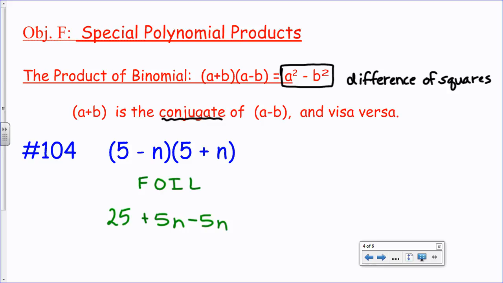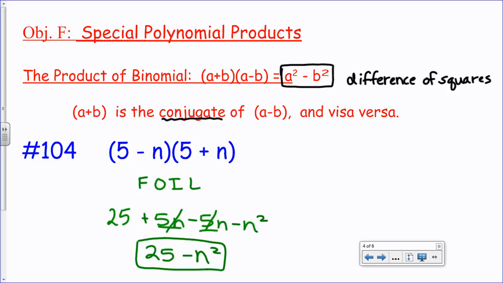What does the L stand for? Last. So the last number in each parenthesis. Negative n times n is negative n squared. What are my like terms? 5n and negative 5n. So your outer and inner are the like terms. Those are what you'll combine. 5n and negative 5n is 0. So you get 25 minus n squared. You can leave it in this form. Don't feel like you need to rearrange it to the n squared. That's fine to leave it like this.